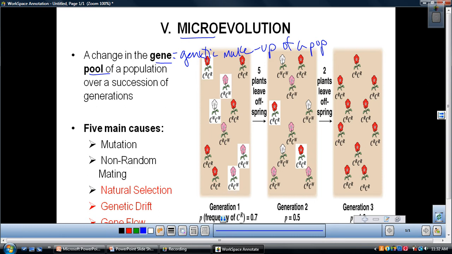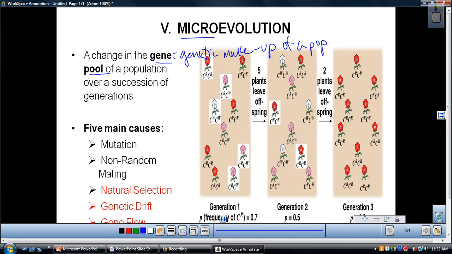So when you look at microevolution, you can look at the shifting of those. If it's not in Hardy-Weinberg equilibrium, if things are happening, then you can see the allele frequency shift, and that would mean that population is evolving at the genetic level. Therefore, it's displaying microevolution. So one more time, microevolution is a change in the gene pool of a population over a succession of generations, and that gene pool is the genetic makeup of a population. In other words, all copies of every type of allele at every locus in all members of a population.